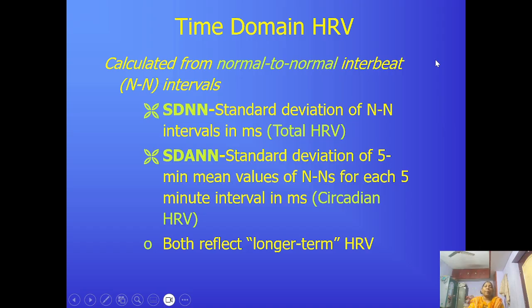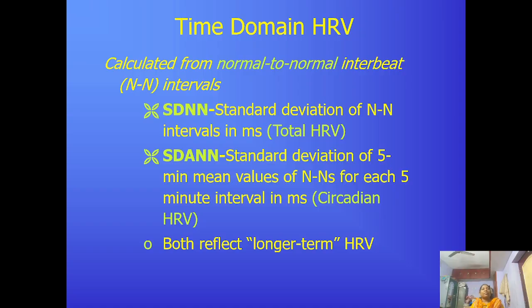Now let us see the time domain HRV. In an ECG signal, one cycle from normal R to R interval we call the N to N interval. From one cycle of R to the next cycle of R, we call it the R to R interval, or interbeat N to N interval. In this interval, we calculate certain parameters.